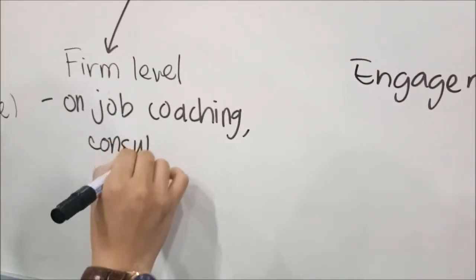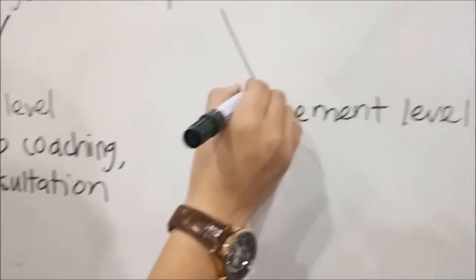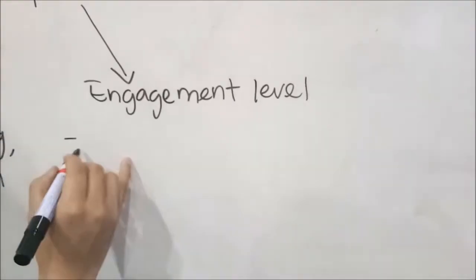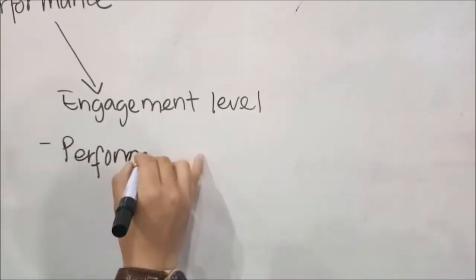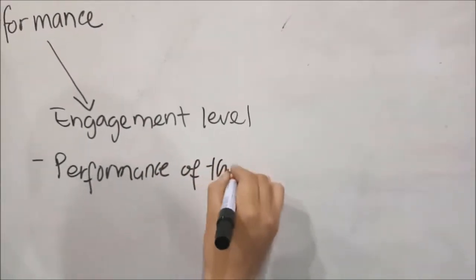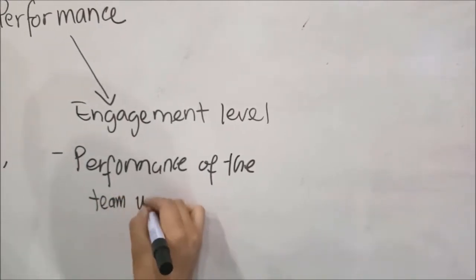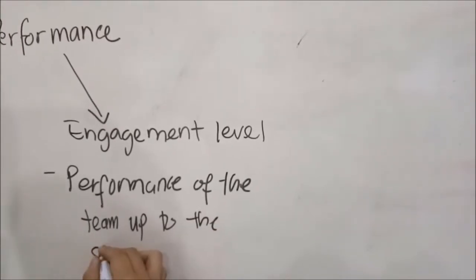For the engagement level, the engagement partner is ultimately responsible for the performance of the team up to the standard. The partner needs to assess the planning and risk, timely supervise the team, review the process, and ensure the engagement team has well documented their job before the audit report is issued.